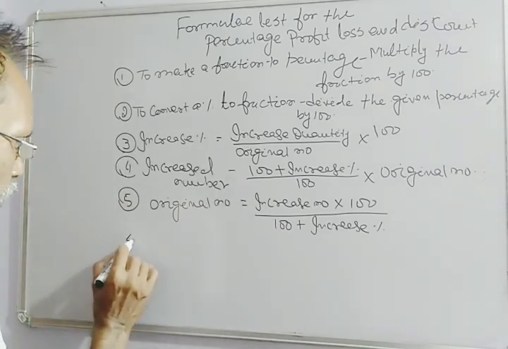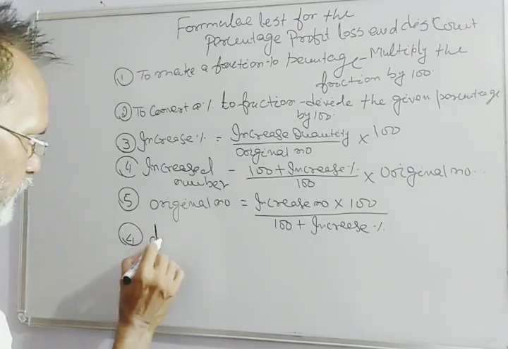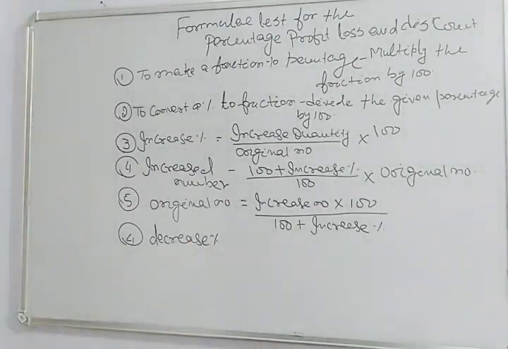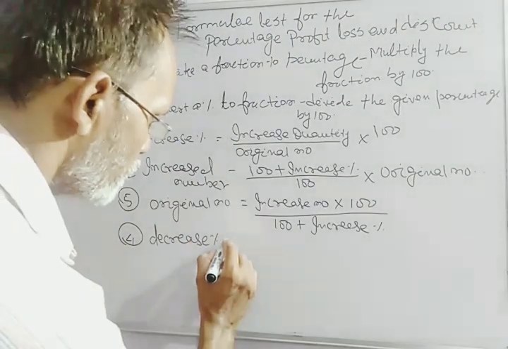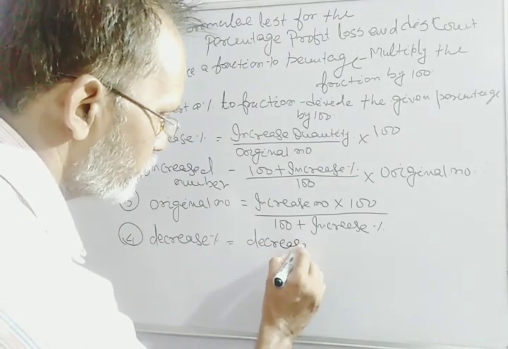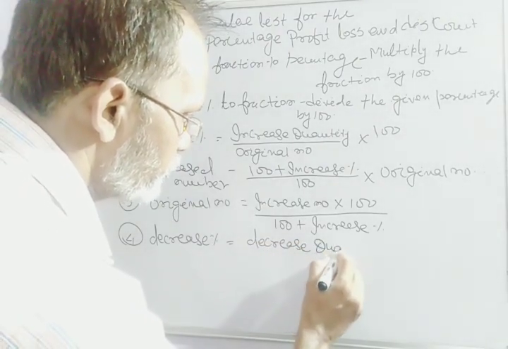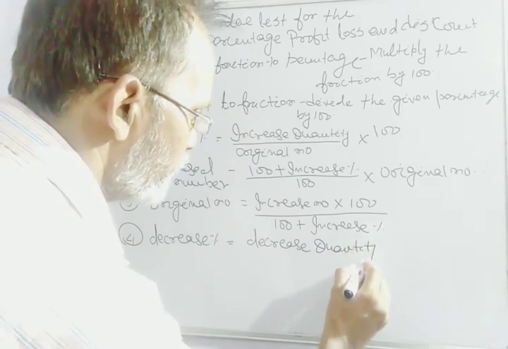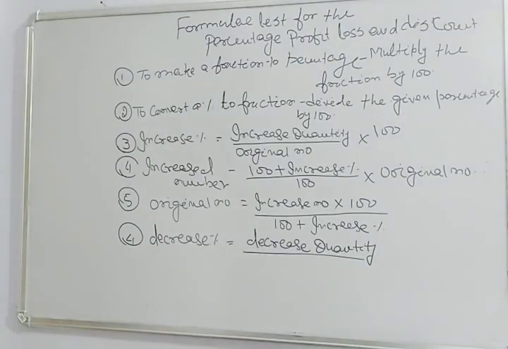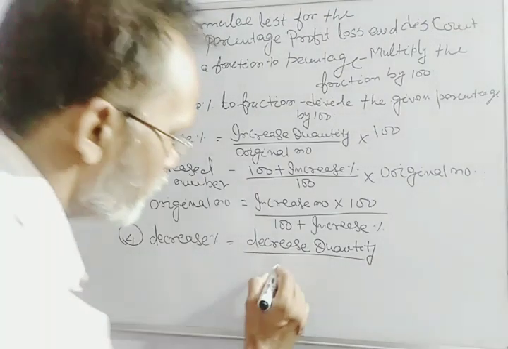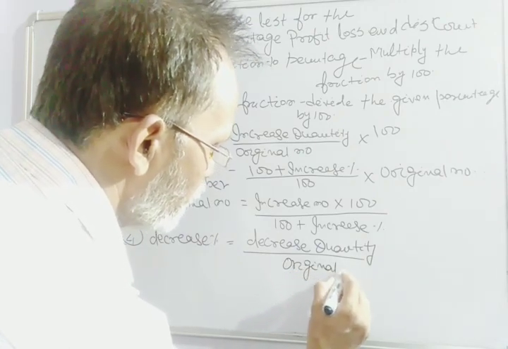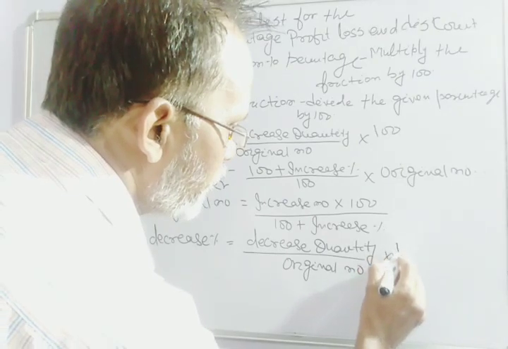Number 6, decrease percentage is equal to decrease quantity by original number into 100.